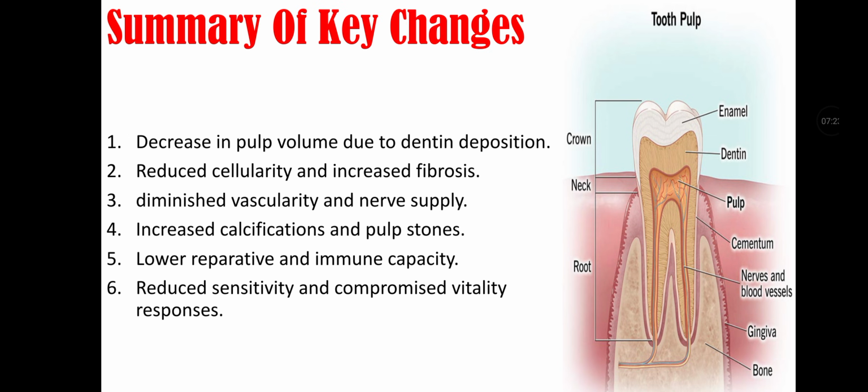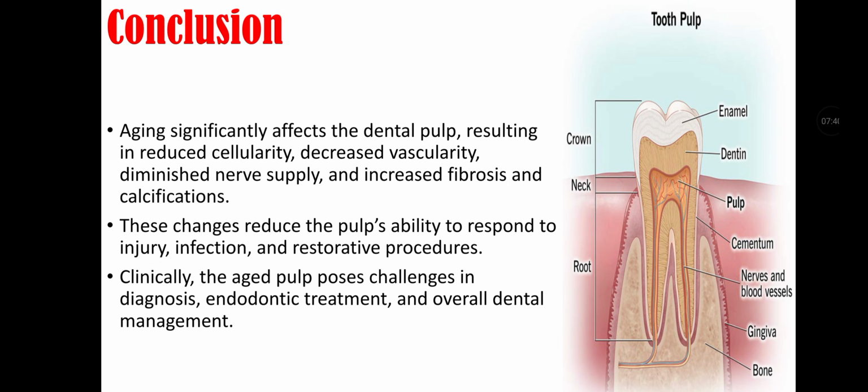Summary of key changes include decrease in pulp volume due to dentine deposition, reduced cellularity and increased fibrosis, diminished vascularity and nerve supply, increased calcification and pulp stones, lower reparative and immune capacity, and reduced sensitivity and compromised vitality responses.